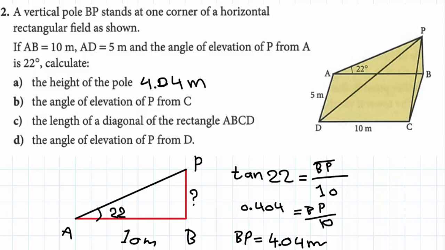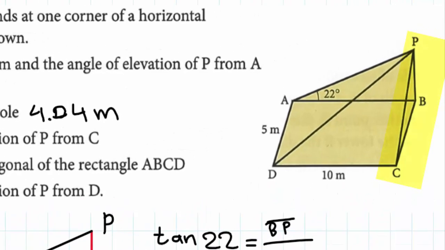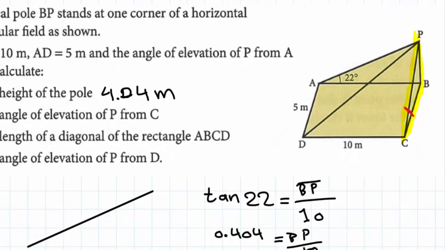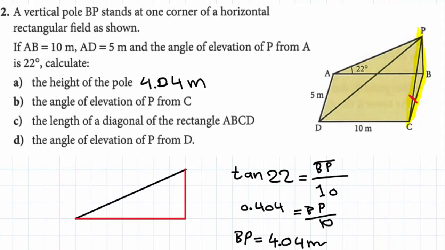Part B, the angle of elevation of P from C. This time again we work on a triangle. This time we're going to work on this triangle, P, B, C. And we need to find this angle, the angle of elevation of P from C. In this triangle, this side is C, the vertex that has the angle of elevation. The angle is missing. We need to find it.